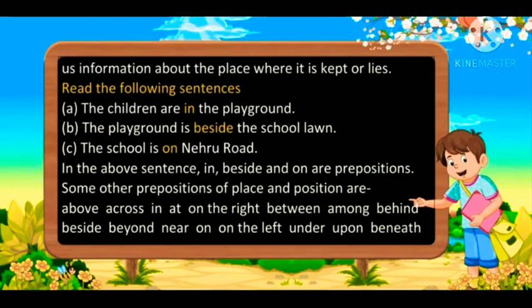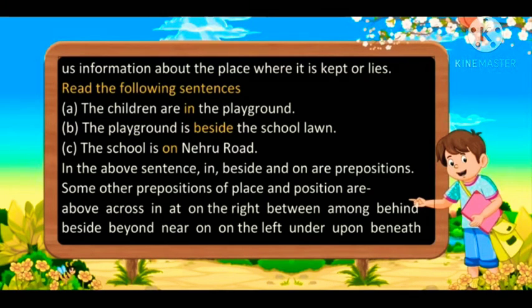The children are in the playground. So you can see the word in is showing that the children are in, अंदर हैं, playground के. Similarly, the playground is beside the school lawn. So where is the playground? It is beside the school lawn. The school is on Nehru Road. Where is the school? It is on, मतलब Nehru Road के ऊपर है. It is lying on that road. So in the above sentences, in, beside, and on are prepositions.